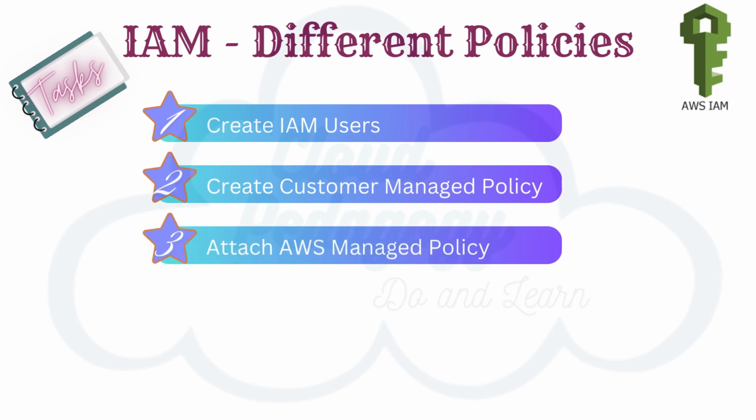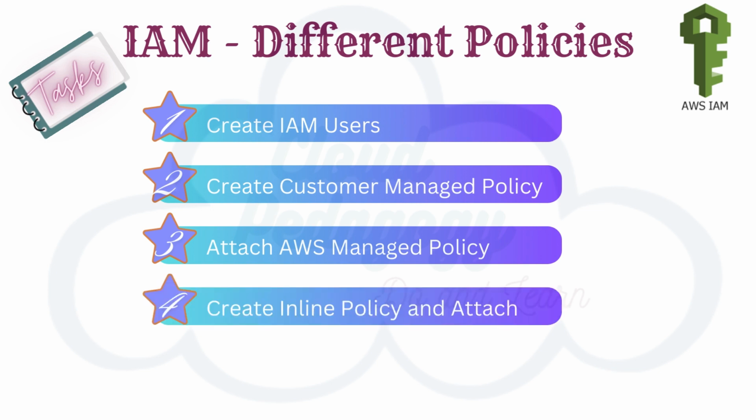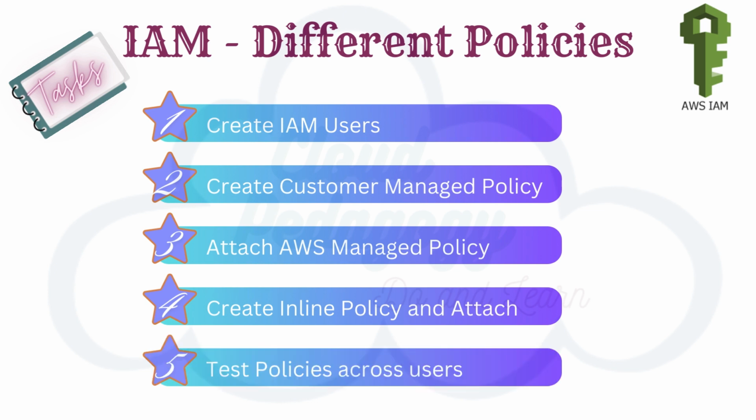Next thing, we are going to be attaching AWS managed policy to another user called Kins and it's going to be the AWS S3 full access policy. And then we will be creating a new inline policy which is going to be attached to user Rohi. Finally, we will see if we can cross-attach our policies to these users in between. For example, we can try to attach inline policy to Kins as well.